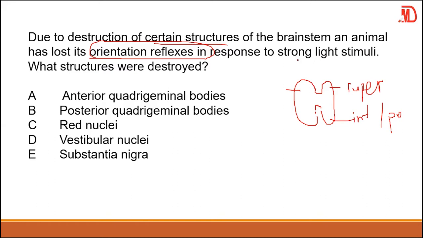So over here, there's another word. Now, in response to light stimuli, is light a hearing mechanism or a vision mechanism? Vision. And so therefore your answer is anterior, or superior. Thank you. Now, if you guys have understood this question, it's easy. Always analyze the question. Always analyze it. All right.